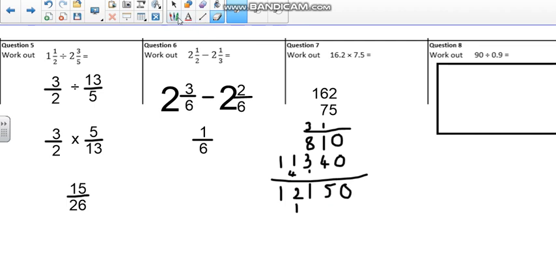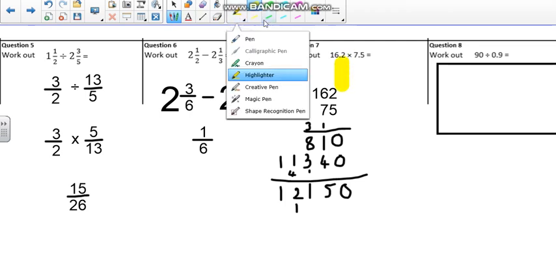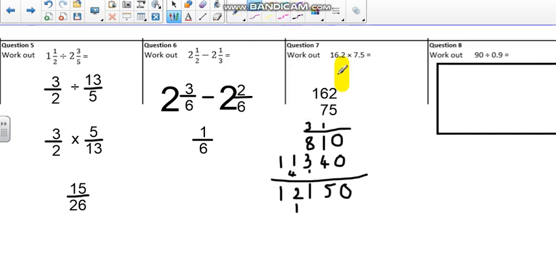So the answer is 12,150, but I didn't want to multiply 162 and 75. I was multiplying 16.2. So what did I do here? I multiplied by 10. So I need to divide the final answer by 10, and with this one I multiplied by 10, so I need to divide the final answer by 10 again. So I'm dividing by 10 twice, which gives you 121.50, or just 121.5 is fine.